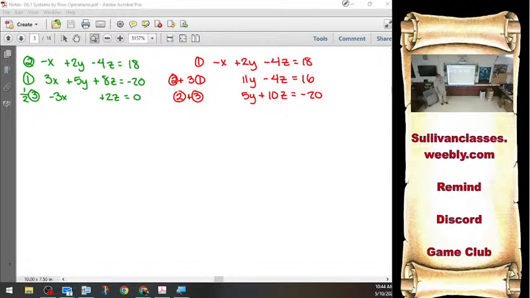Should be 2, negative 2, and negative 3? Or negative 2, positive 2, negative 3. Yeah, negative 2, positive 2, negative 3.